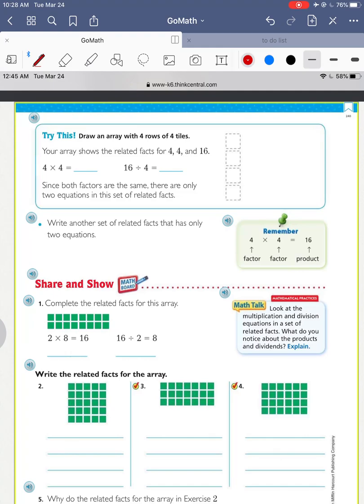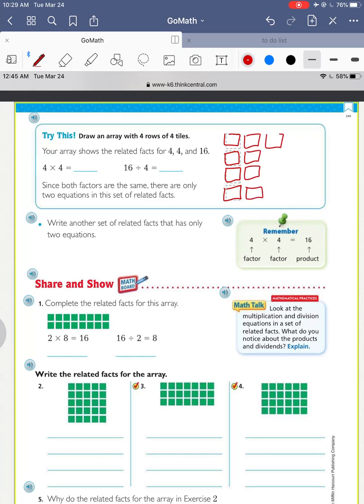Draw an array with 4 rows of 4 tiles. Your array shows the related facts for 4, 4, and 16. So 4 rows down, 1, 2, 3, 4. Then we need to keep adding 1 to each row until we get to 16.